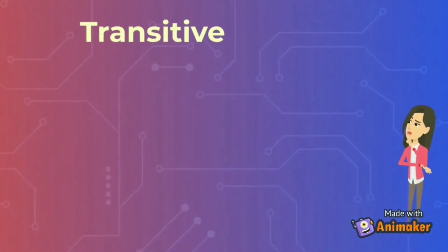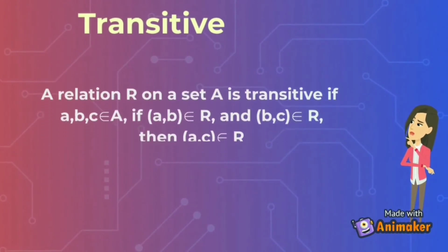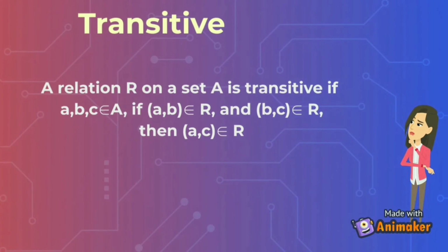Last, let's look at transitive. A relation is called transitive if the pair AB is inside the relation and the pair BC is also inside the relation, then the pair that connects from A to C must also be there for it to be considered as transitive. But for transitive, there are a few conditions that you need to look at before you consider the relation as transitive. And for this case, you have to check every single pair because all of the pairs have to follow the condition of transitive.